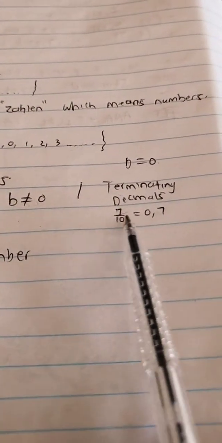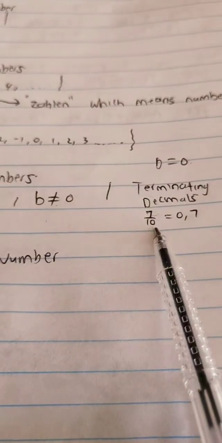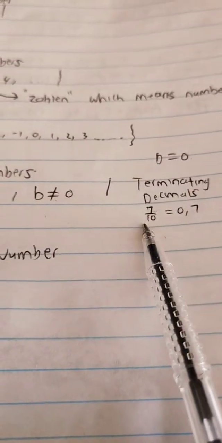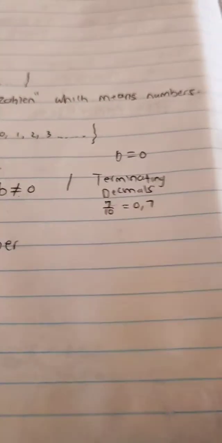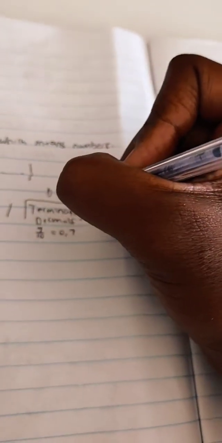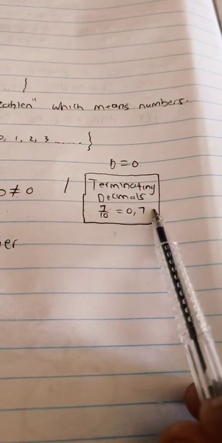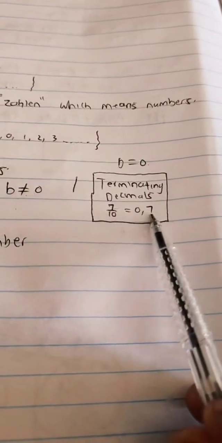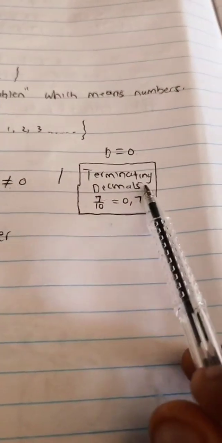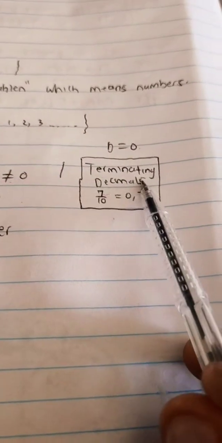All right, so if you are looking at a terminating decimal, for instance, the fraction 7/10 can be written as 0.7. Firstly, this is a fraction. The numerator and the denominator are integers. When you convert this fraction into a decimal, it is actually a terminating decimal. Why? Because 0.7 does not go beyond the first decimal place. It's 0.7. It stops there. So whenever your decimal stops, we call that a terminating decimal.